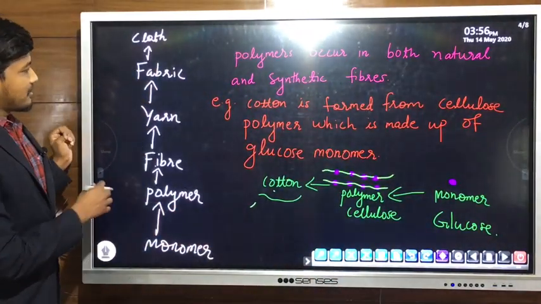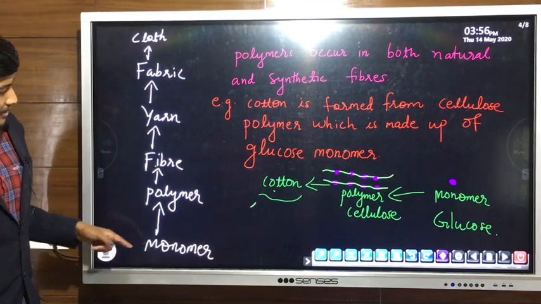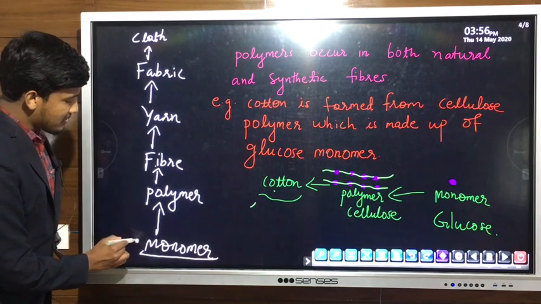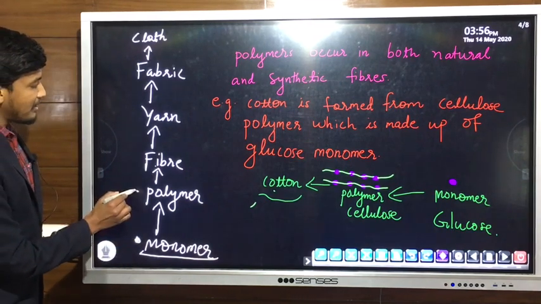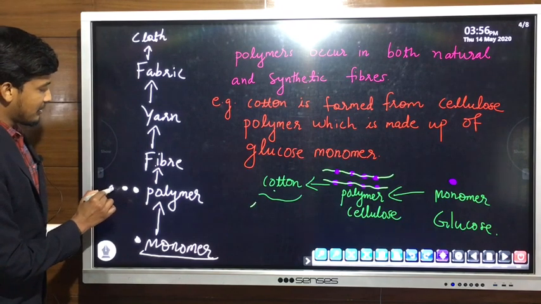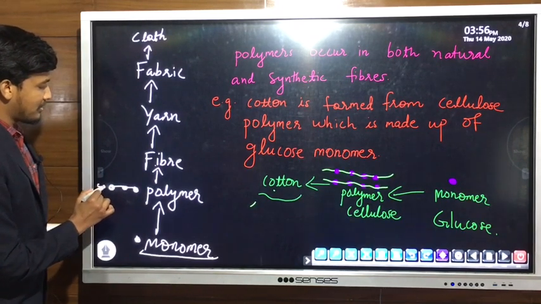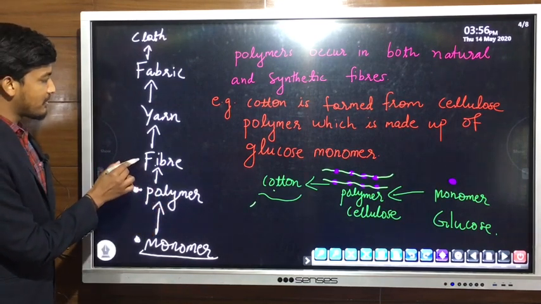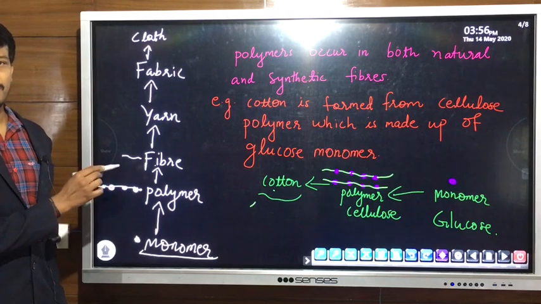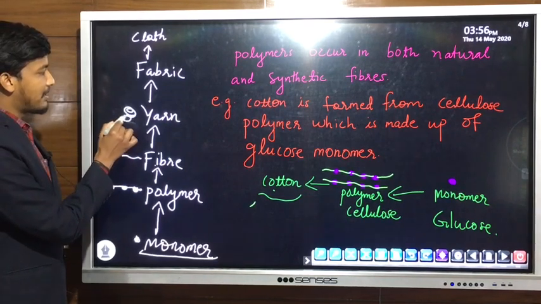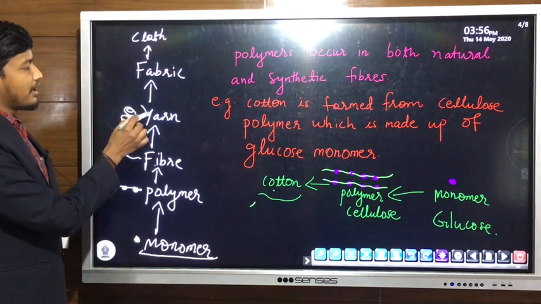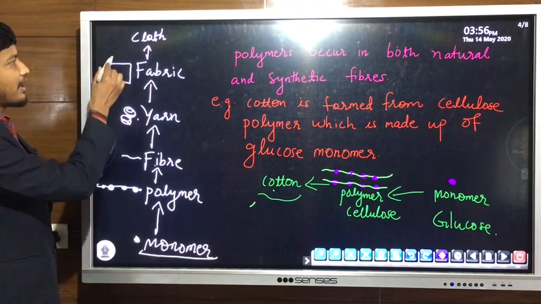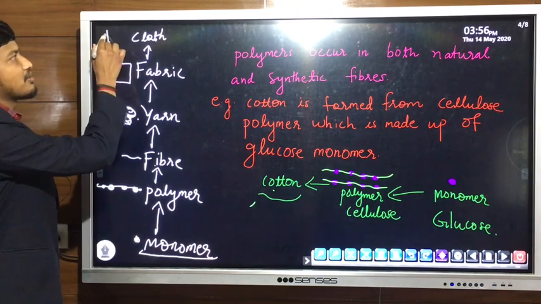Now we can see this flow chart. We can start it from monomer. Monomers means single unit, one unit, and many monomers combine together. The same monomers combine together to form a long chain, that is called polymer. And a group of polymers is called fiber. And bundles of fibers are called yarns. And from yarns, we have a piece of cloth called fabric, and using this fabric, we make cloth.